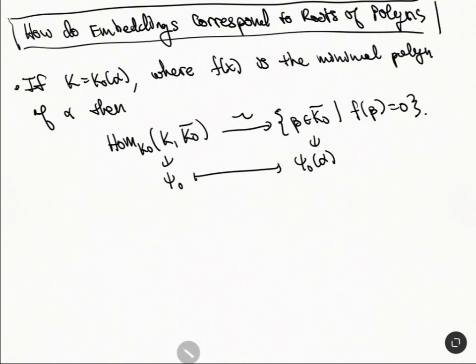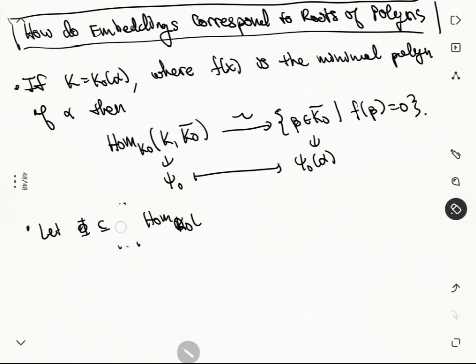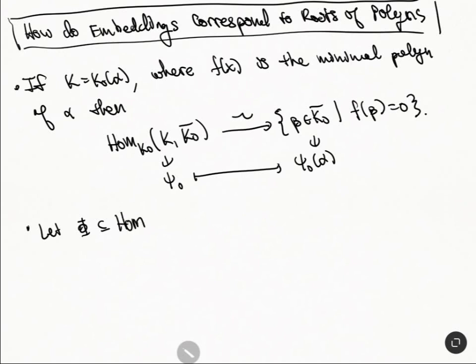And so now I'm going to show something else. So what I'm going to do is try to normalize this thing, so that these embeddings correspond to roots. Let's do this again. Okay, direct sum, Hom(K0, Ki, K0 bar). Okay, so we're going to take a complete system of representatives.